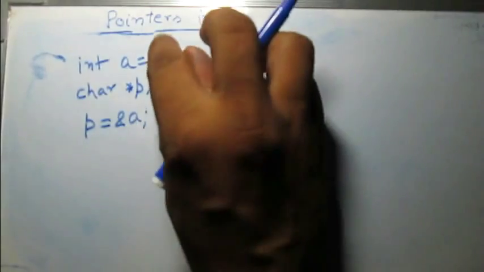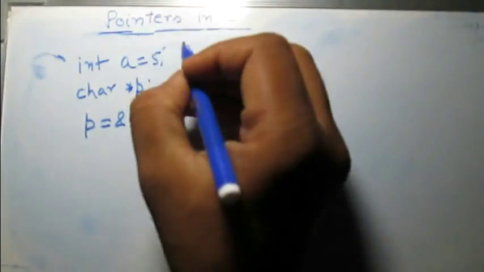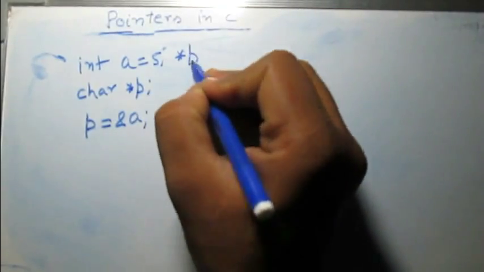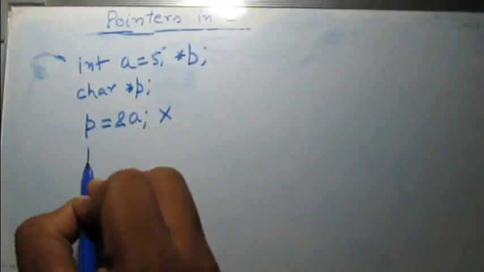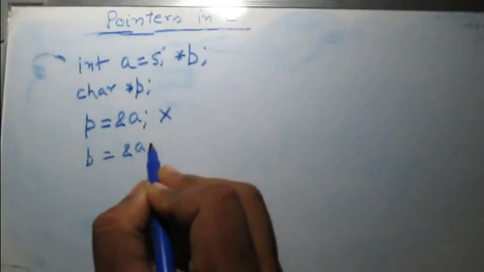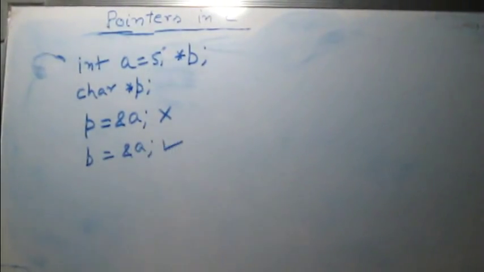If you declare another variable of integer type, then you can assign address of A into B. This is the first interesting characteristic.